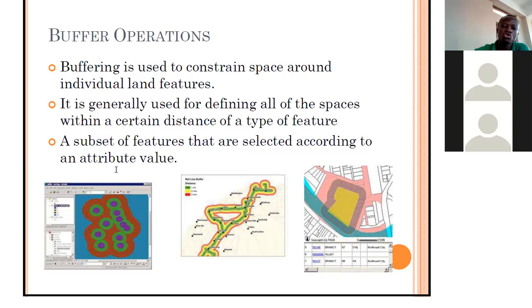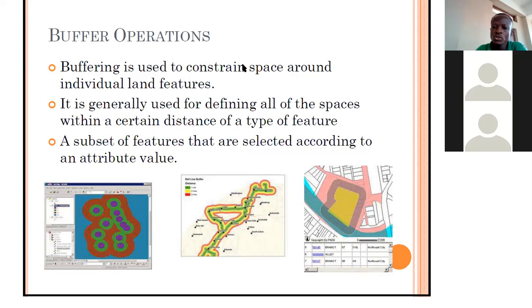Buffering is used to constrain the space around individual features. So think about the features that we were mentioning, and think about how you're going to constrain space around them. This is quite mathematical. Is that okay? So let's go to the whiteboard. There's this thing that keeps popping up on my screen. All right, Microsoft Whiteboard.